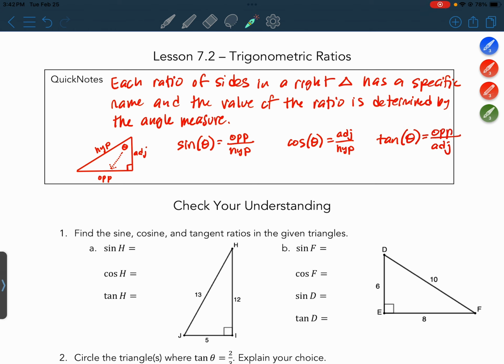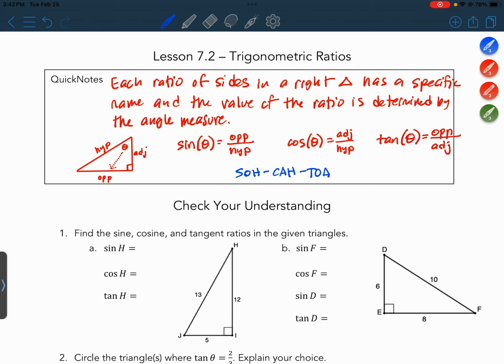Now, if this is your first time hearing of these ratios, sine, cosine, and tangent, you might be wondering, gosh, how am I going to remember what is what? Or how am I going to remember what sides are used for which ratio? And to help you remember, somebody came up with a silly phrase, and that phrase is SOH CAH TOA.